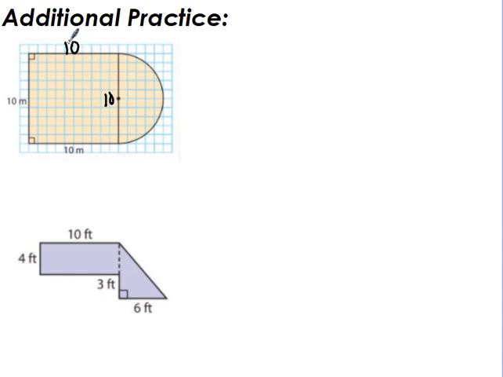So, let's just figure out the area of the square first, because that's the easy one. 10 times 10 is 100. So right now I got 100 meters squared for the square. Now I'm going to redraw this half circle, or the semicircle, over here. And I know this length right here is 10.